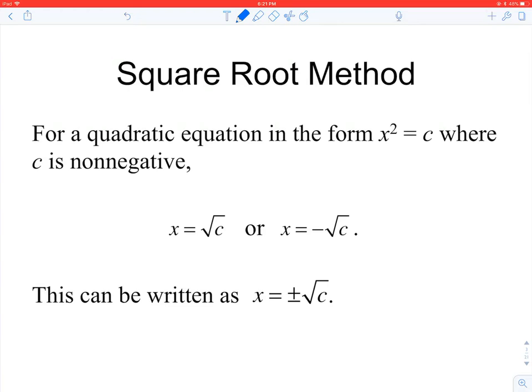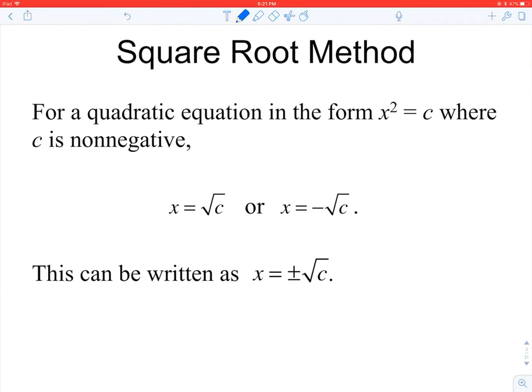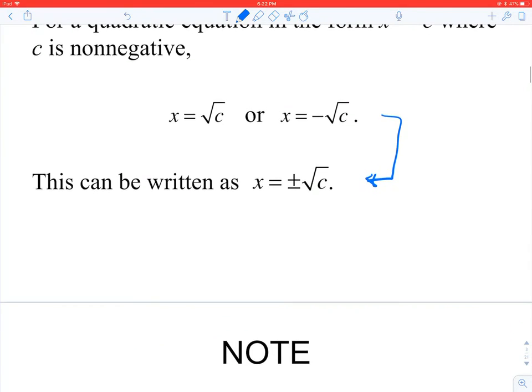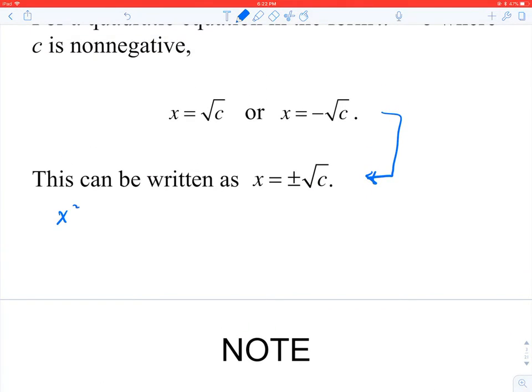So now we're going to look at solving quadratic equations using the square root method. Now you can't solve every quadratic equation by factoring, and you can't solve every quadratic equation by the square root method, but whenever you can, these are often more efficient methods to use. So basically, if we have an equation of the form x squared equals c, where c is a positive number, then x will be equal to the square root of c, or x will equal the negative square root of c, which can also be written as x equals plus or minus the square root of c. And we saw that in the last example.